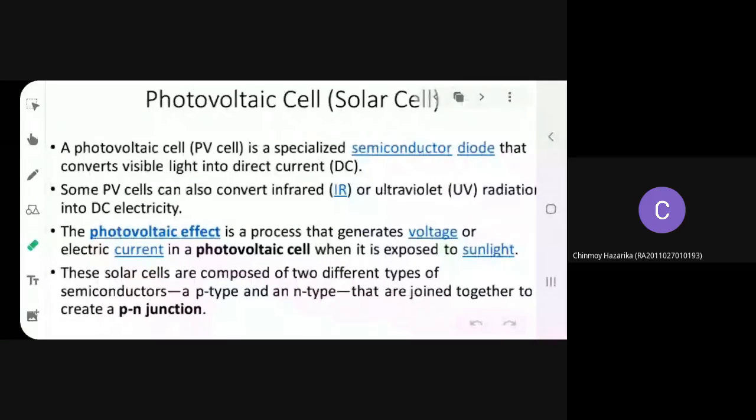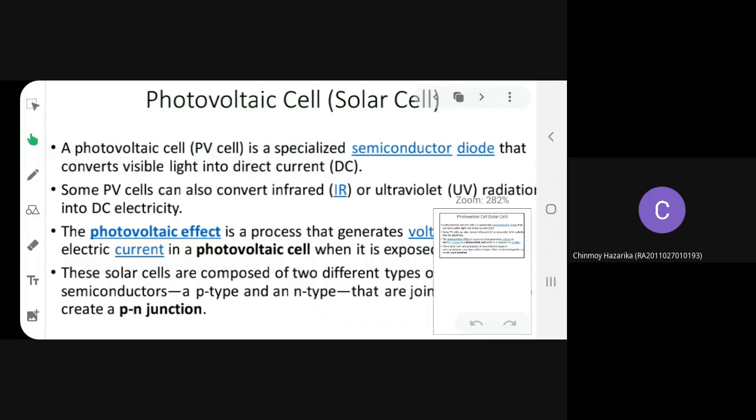And next comes the photovoltaic cell or solar cell. This is an easy thing. You know that sunlight is composed of three different lights: visible light, infrared light, and ultraviolet. If you are using a PV cell, it will convert visible light into DC, which will be used for electric power application.